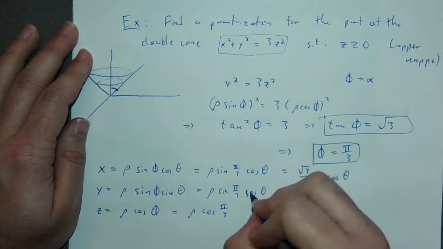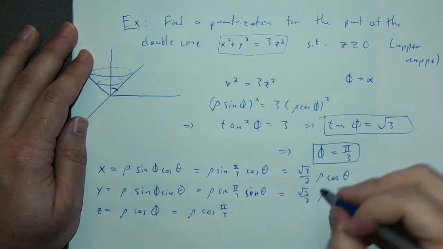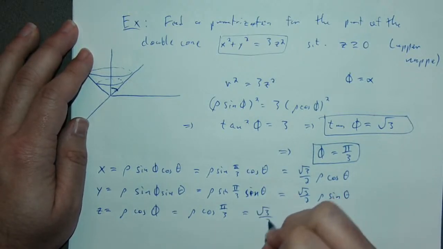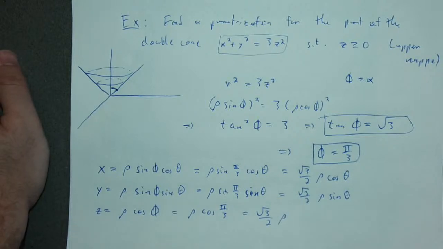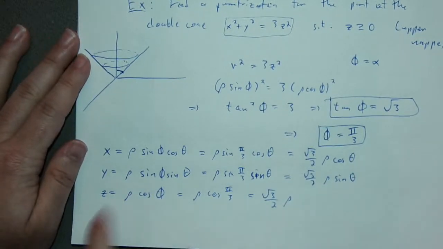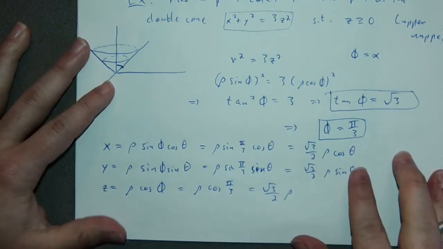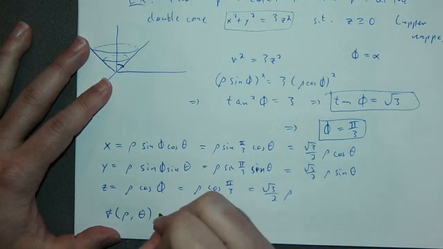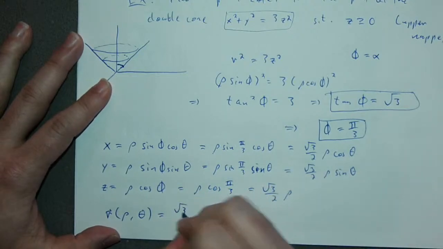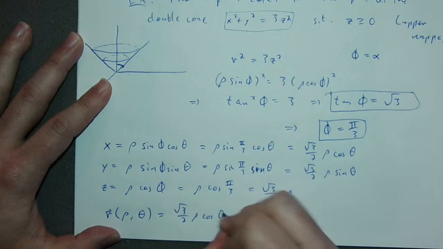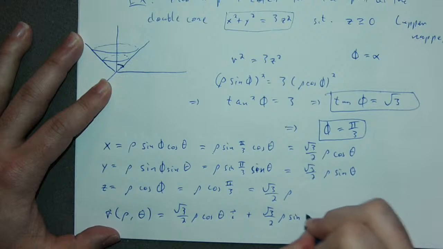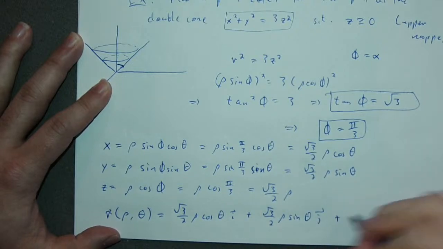Oh, sorry, this is sine. Okay, so this is rho sine theta. And this is root 3 over 2 times rho. And so I have my x, y, and z totally describable in terms of two parameters, rho and theta. And so my parameterization is r of rho theta, which is root 3 over 2 rho cosine theta i, plus root 3 over 2 rho sine theta j, plus root 3 over 2 rho k.